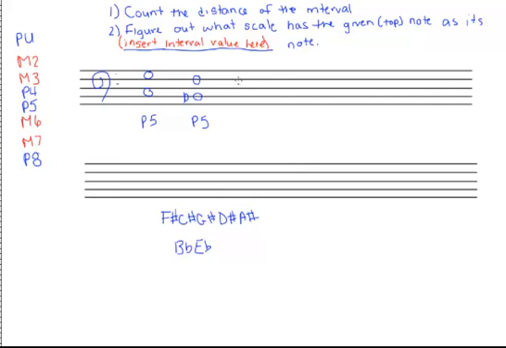All right, let's try another one here. Okay, so we're given a G and we're being asked to write a note that is a major third below the G. So our first step, count the distance down, 1, 2, 3. So we write in our E.